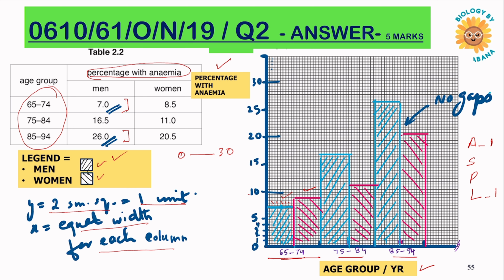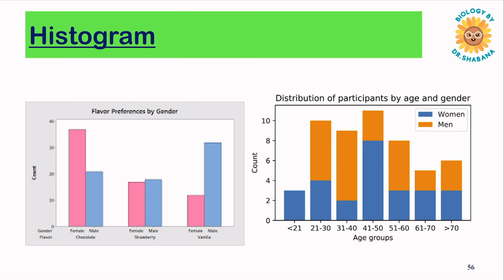So 0, 5, 10, 15, 20, 25, 30, and then when you plot the graph, for the first group for men it was 7, that ends over here, and then for women it was 8.5. And then for the other group it's higher in the males, so this column becomes higher, and in the females it was this, but for the higher age group 85 to 94 the same trend follows. So the male having a higher percentage of anemia and the women having less. So you plot them and you get a graph like this. Remember, there are no gaps in between the columns. Okay, so let's move on.